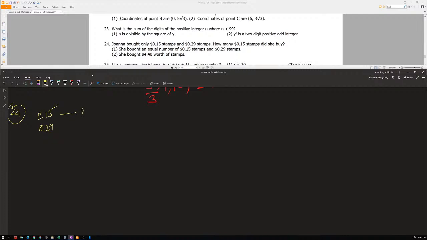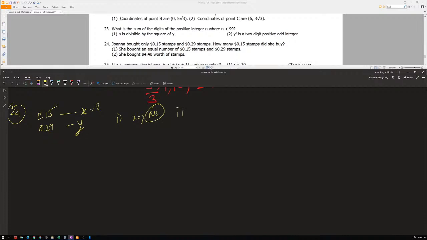So let's take x and y. What is the value of x, basically? First of all, she bought an equal number of each. So the first condition is x is equal to y. How many 0.15 did she buy? So Joanna bought this many, this many. There is nothing we are missing, right? If there is an equal number, x is equal to y, but we don't know what x is, we don't know what y is. This is not sufficient.